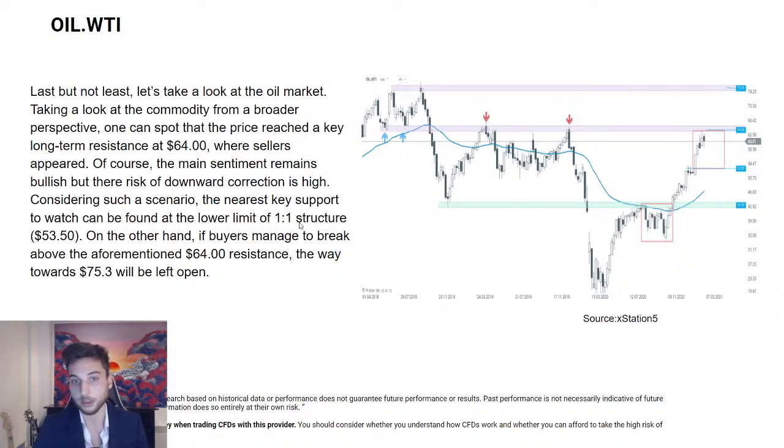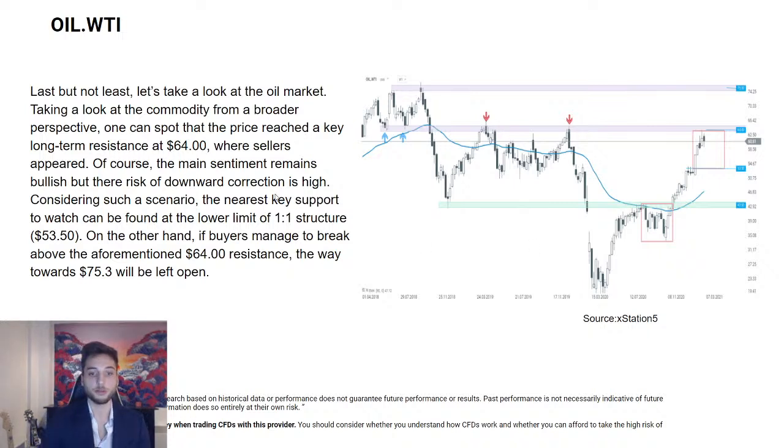Last but not least, let's take a look at the WTI oil market. Taking a look at the commodity from a broader perspective, one can spot that the price reached a long-term resistance at $64, where sellers appeared here on the weekly. This is in 2018. The main sentiment remains bullish, but the risk of downward correction is high. Considering such a scenario, the nearest support to watch can be found at the lower limit of the 1-to-1 structure, meaning that if there's, let's say, a $10 drop, that'll be a $10 increase at some point, 1-to-1, like a symmetrical pattern, let's say.